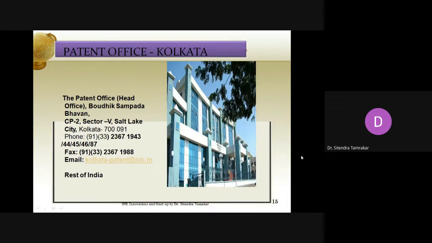Kolkata will take care of the rest of India. So apart from all these states, if you are filing from a state which is not listed here, you need to file it through the Kolkata office.